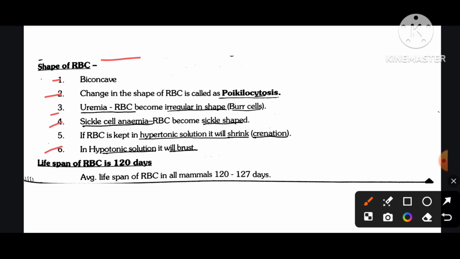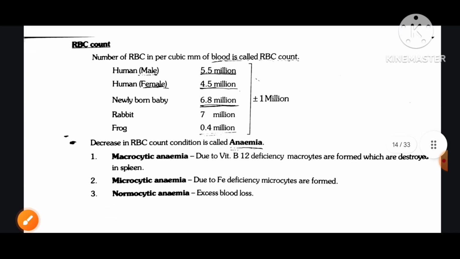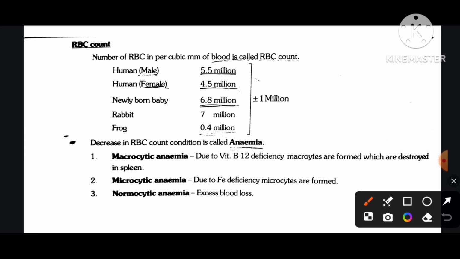Lifespan of RBC is 120 days. Average lifespan of RBC in all mammals is 100 to 120 days. RBC count: the number of RBC per cubic mm of blood is called RBC count. Human male 5.5 million, human female 4.5 million, newly born baby 6.8 million, rabbit 7 million, frog 0.4 million.